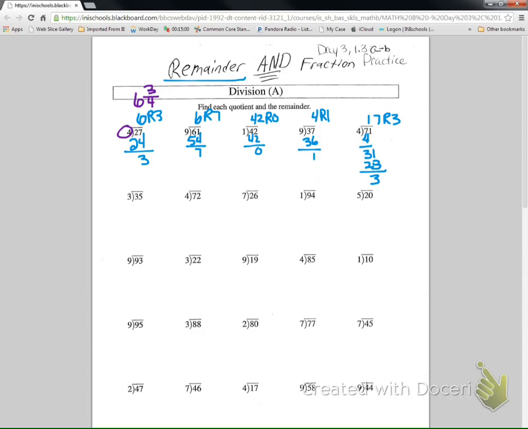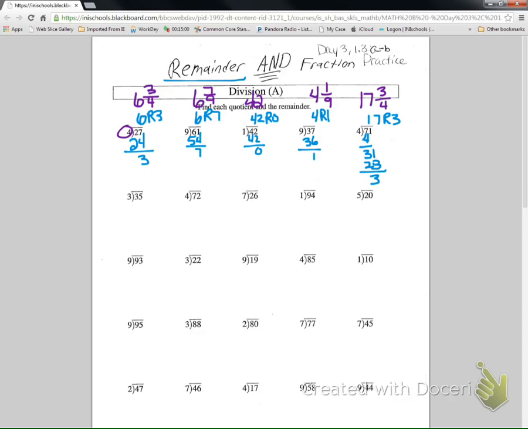Let's try the next one. 6 and 7 over 9. The next one, 42, 0 over 1, or just 0. When you have a remainder of 0, you will not have a fraction. You'll just have the whole number, the 42. The next one, 4 and 1 over 9, or 1/9. In the last example, 17 and 3/4.